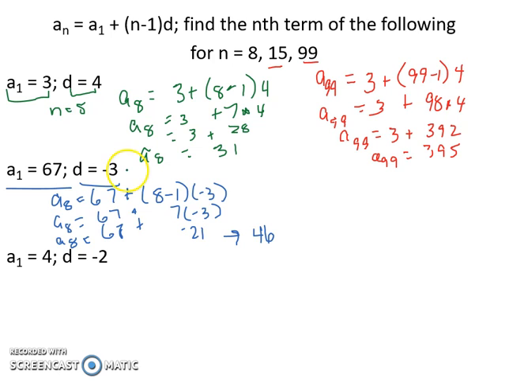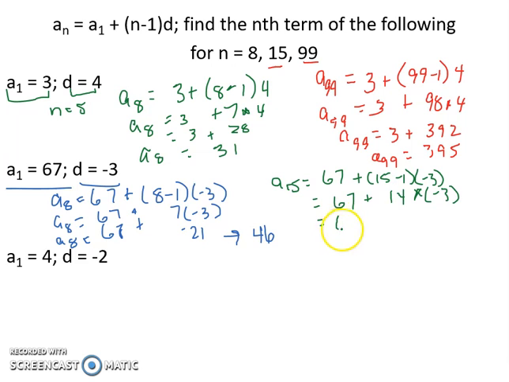Okay, so A15. A15 is going to be 67 plus 15 minus 1 times negative 3. So we have this equals 67 plus 14 times negative 3. So 67 plus negative 42. And that's going to equal a positive 25. So A15 equals 25.